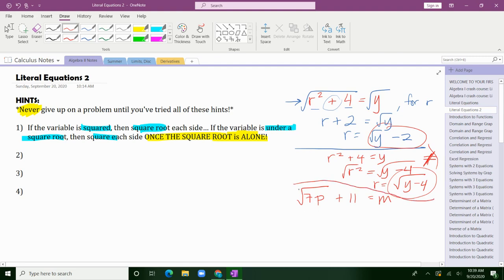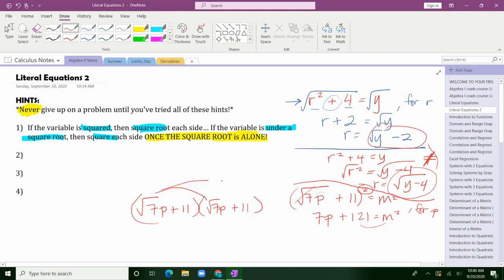So let me talk about the other scenario that people do. Sometimes people see this and they're like, okay, let's say you're looking for p in this example. They're like, all right, well, p is stuck under the square root, so let me square each side. They square first, and then they say, well, this would be the same as 7p, because the square and square root cancel, plus 121 equals m squared. And then they would subtract 121 and divide by 7, for example. But if you have the square root of 7p plus 11 squared, that's really the square root of 7p plus 11 times the square root of 7p plus 11, which means you'd really have to FOIL.